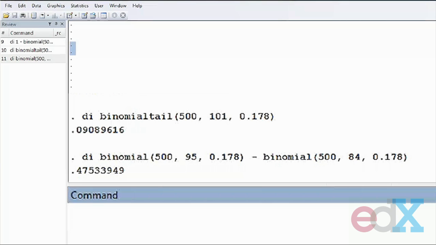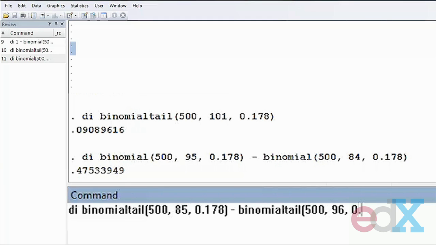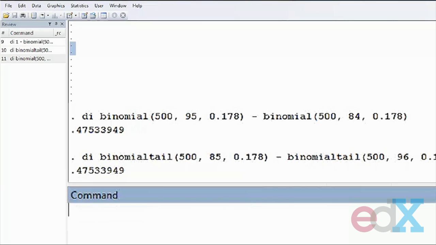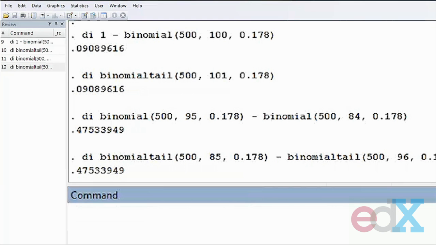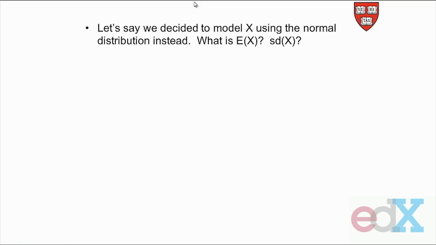47.5%. Now let's use the binomial tail command. When we perform the calculation, the probability that x is greater than or equal to 85 minus the probability that x is greater than or equal to 96, we obtain the exact same probability. So you can use either binomial or binomial tail to achieve the same goals, but you need to think really hard about how you do it. Moving on, in the same example, instead of using the binomial distribution, let's say we decided to model the number of HIV positive individuals using the normal distribution instead.